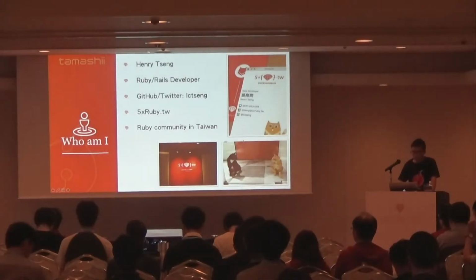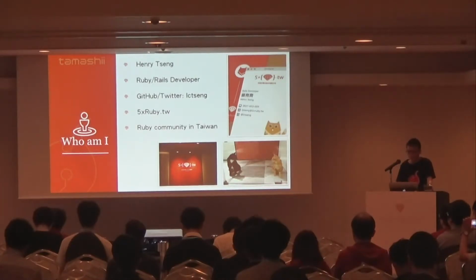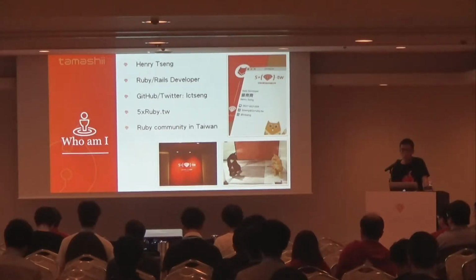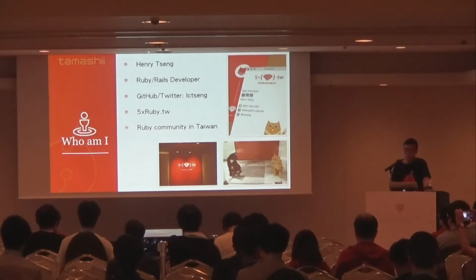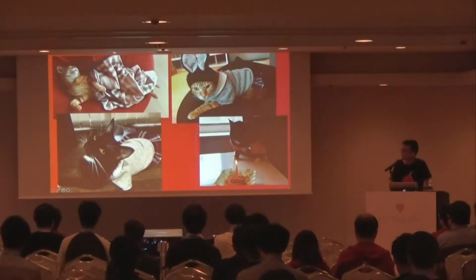Before we start, I want to introduce myself. I'm Henry Tseng, a Ruby and Rails developer from Taipei, Taiwan. I love Ruby, and I use Ruby to develop web, command-line tools, and even games. I work for 5 Times Ruby. 5 Times Ruby was formed by a group of Ruby lovers in Taiwan. We work to help the Ruby community in Taiwan grow. We work hard and play hard, and our people are very nice, including our two adorable cats over there. And here, a lot of cute cats.